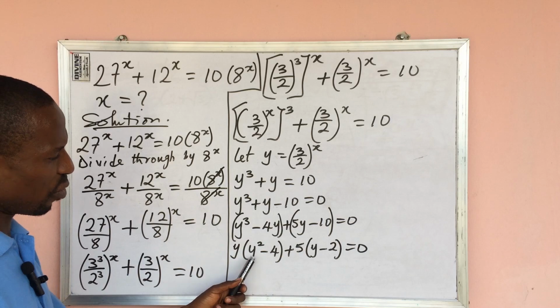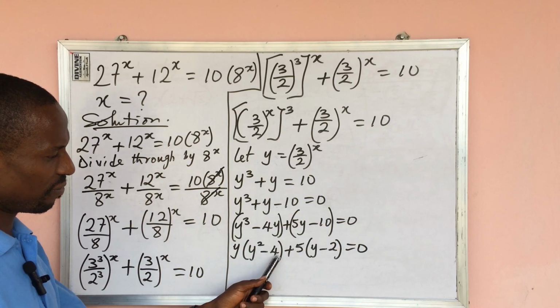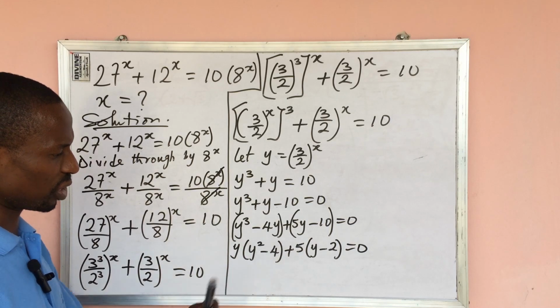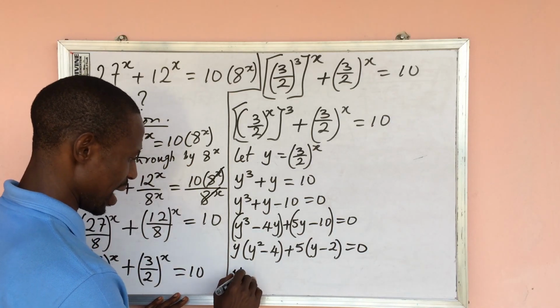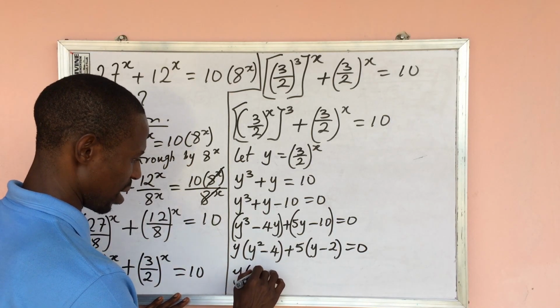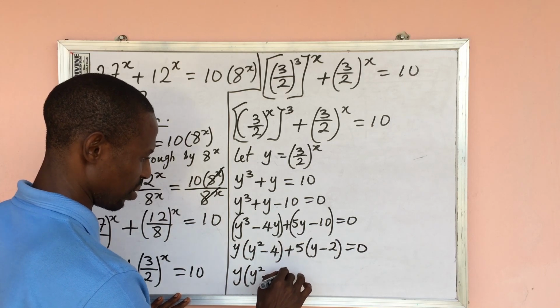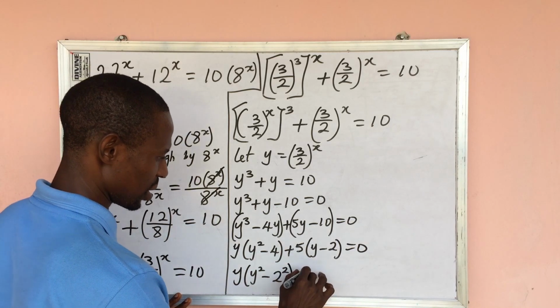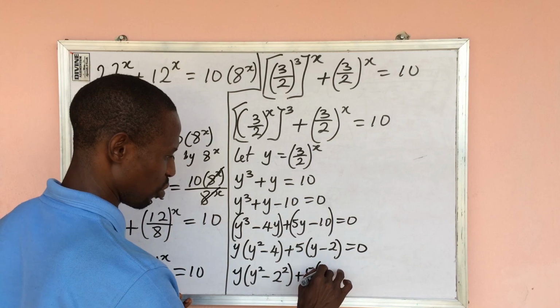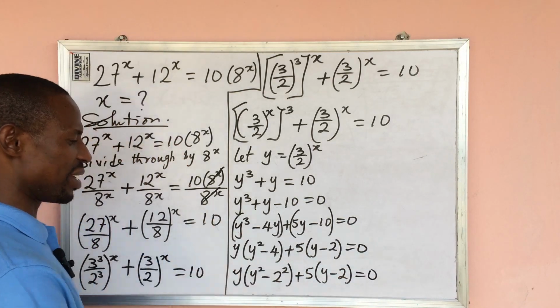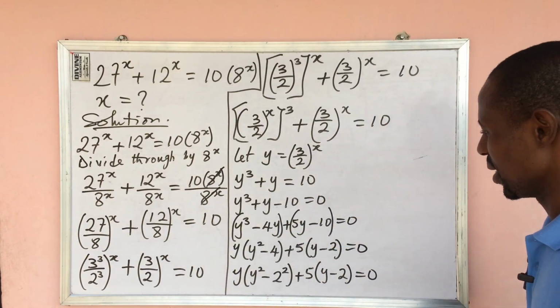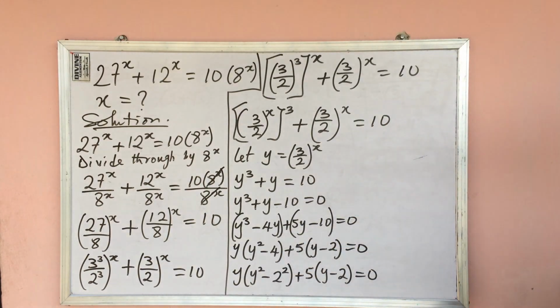Look at this. We have y to the power of 2 minus 4. We can put in 2 to the power of 2. So if we do that, this expression becomes y bracket y to the power of 2 minus 2 to the power of 2 close bracket, plus 5 bracket y minus 2 close bracket, equal to 0. Very good. So let's proceed from here.